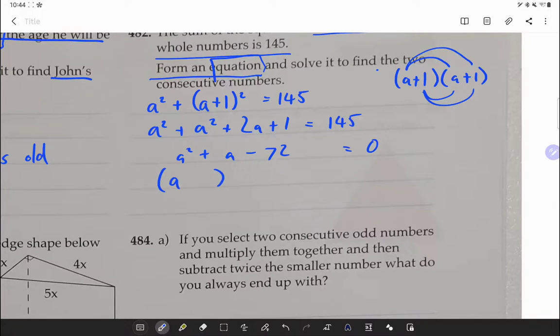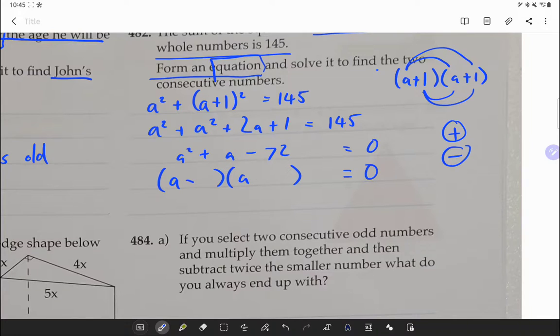So I'm looking for two numbers that add up to 1, but multiply to a negative 72. If it multiplies to a negative number, we know that one's a positive number and one's a negative number, right? Cool. So I'm thinking a number that multiplies to 72. I'm thinking 9 and 8. 9 and 8 is great because it also is a difference of 1.